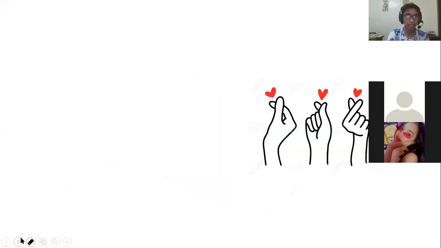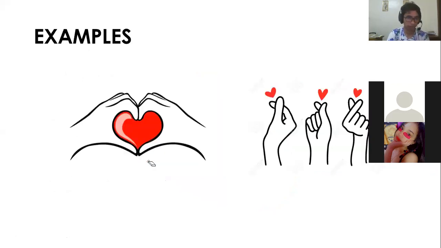How about this? There you go. So this is about the heart. Looks like a heart, doesn't it? That's because it is. This generally means I love you. And for Koreans who have really presented themselves like this, it's the oppa oppa sign, the love sign. Those are the examples.